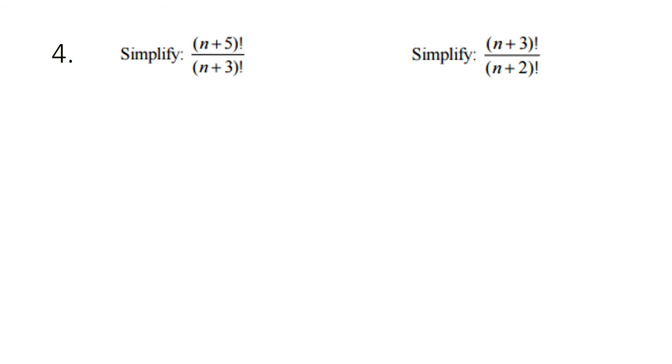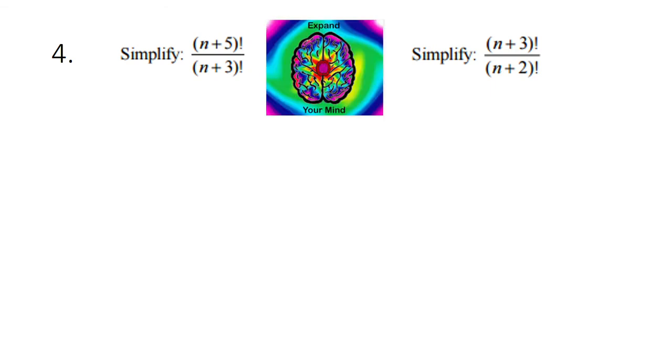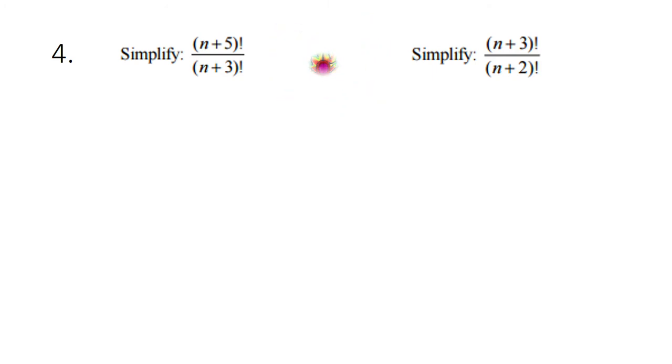Here is number 4. These problems will expand your mind a little bit. I know, right? There's no numbers on the top. There's letters on the top too. It's okay. So n plus 5 factorial on the top divided by n plus 3 factorial on the bottom. And then we also have n plus 3 factorial on the top, n plus 2 factorial on the bottom.